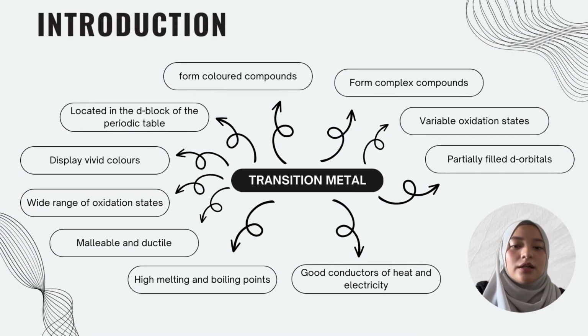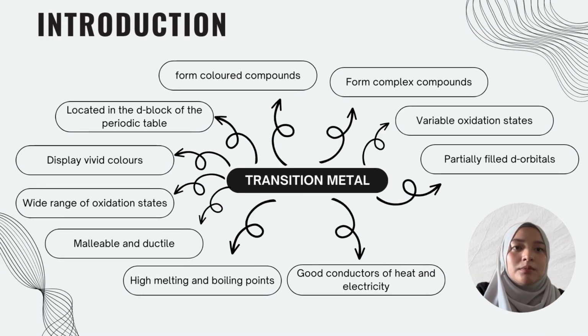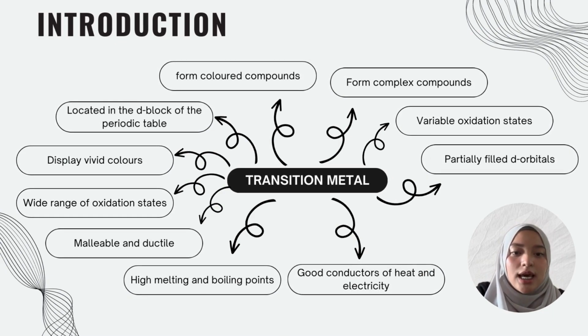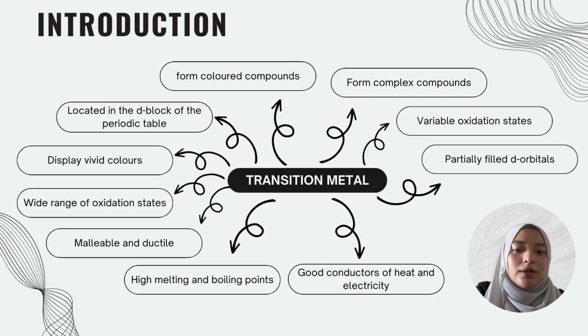Transition metals are a group of elements located in the d block of the periodic table. They are known for their characteristic properties, including their ability to form colored compounds, complex compounds, and their variable oxidation states. This ability to exhibit multiple oxidation states is a key characteristic of transition metals and is responsible for their activity and versatility in forming compounds.